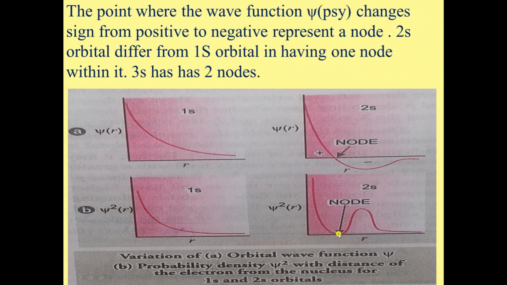it will reach 0. That is a node, where the probability of finding an electron is 0. After this point it will increase and then further decrease, but it will not reach the 0 point. Now the point where the wave function changes sign from positive to negative represents a node. That means here the wave function changes sign from positive to negative. So one node is present in the 2s orbital. The 2s orbital differs from the 1s orbital in having one node within it, and 3s has two nodes.